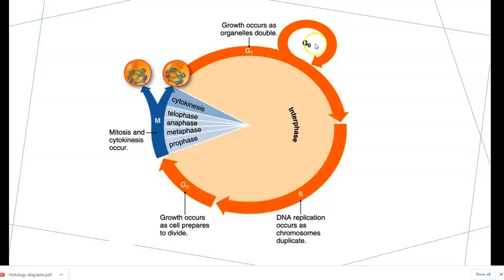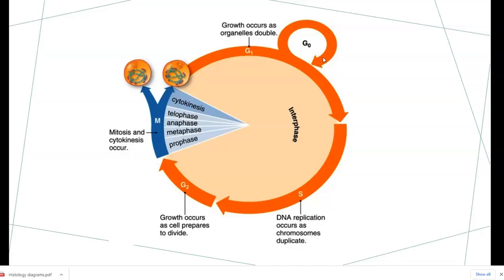Now, going back to this G0, so you'll see that this splits off from gap 1. So no DNA synthesis occurs. So these cells will not divide. Cells that go into gap 0 will never divide. They have permanently stopped dividing. So if you think about cells that permanently stop dividing, an example would be red blood cells. Mature red blood cells actually lose their nucleus, so they are unable to divide.